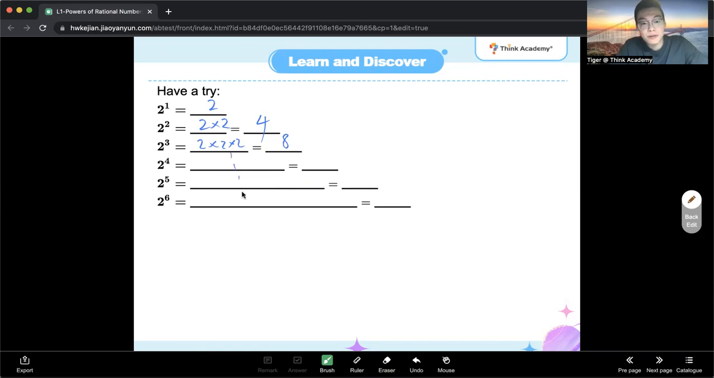And then so on. I'm not going to write each one of them, but essentially you know that there's going to be 4 times, 5 times of 2, and 6 times of 2. And the answers are going to be 16, 32, and 64 respectively.